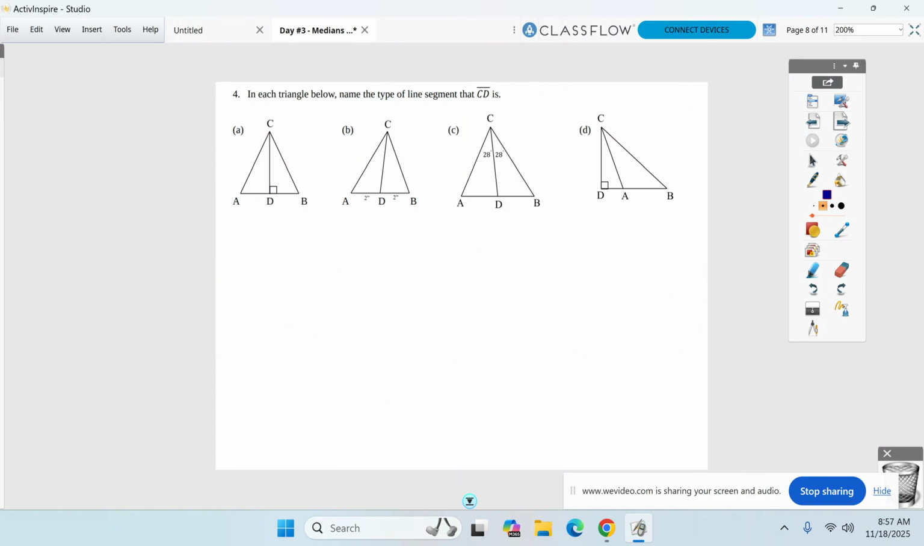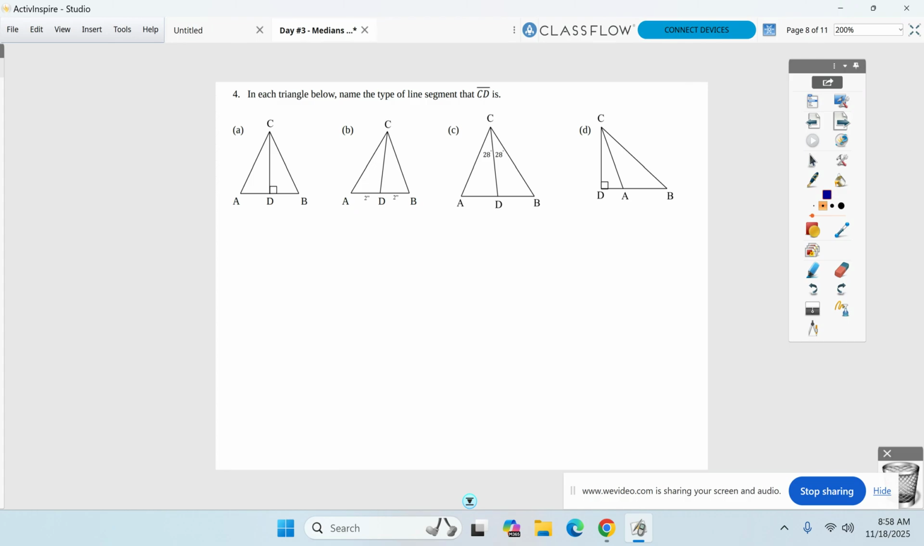Each triangle has line segment CD drawn in. You are going to tell me what type of line segment it is. Well, what are your options? The 4 we've talked about. Is CD a perpendicular bisector? Is it an angle bisector? Is it an altitude? Or is it a median? Not possible is not an answer. It's one of the 4. So based on the markings or the numbers I've given you in each diagram, give me your best name for line segment CD in each of the triangles.